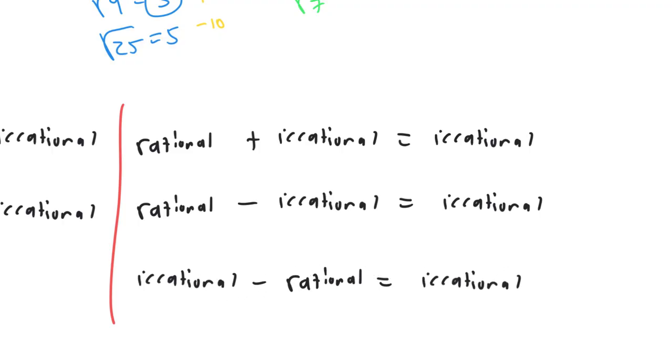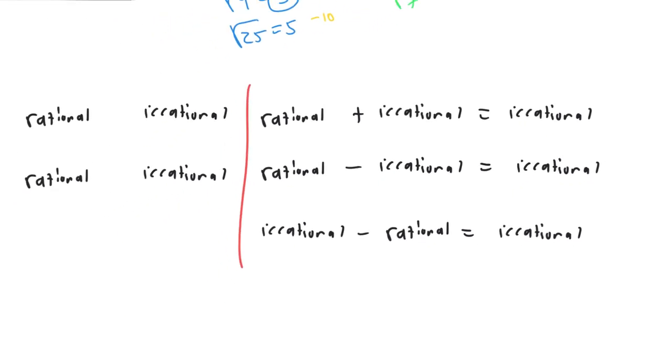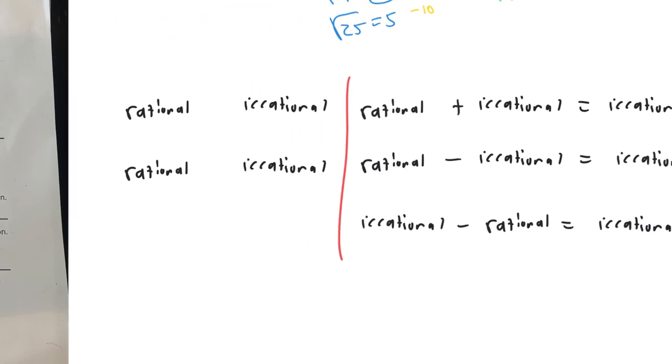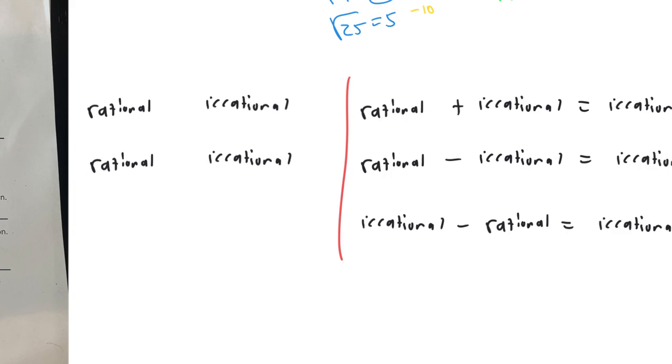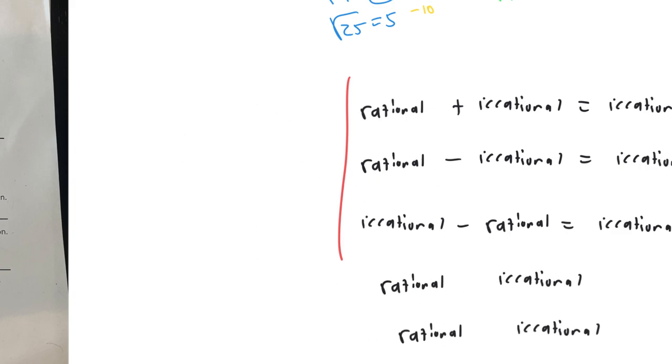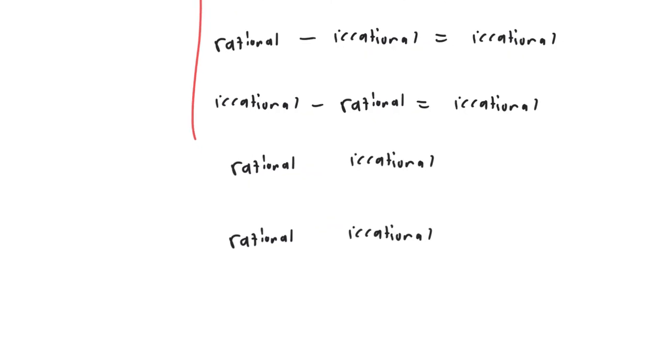Sorry about that. Okay, so notice how when you have addition and subtraction, the mere presence of an irrational number causes it to be irrational. Now, for the record, an irrational number plus a rational number would also give you an irrational number. It's just that the order doesn't matter with addition. So when it comes to these, I'll actually bring them underneath.